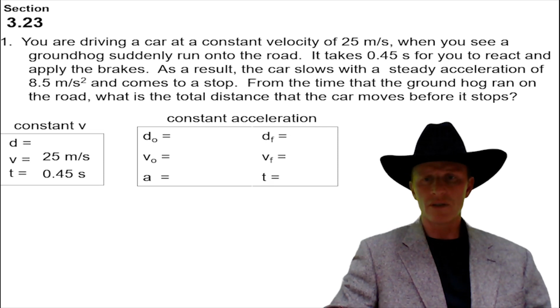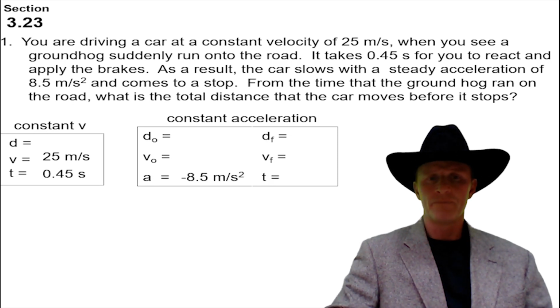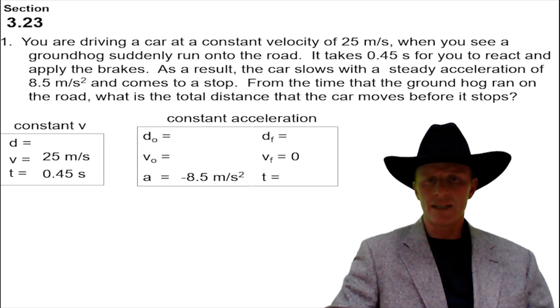So as a result, the car slows down with a steady acceleration. Remember, slows, 8.5 negative. Comes to a stop, that would be a 0 for vf. And it says, from the time that the groundhog ran onto the road, what is the total distance that the car moves before it stops?